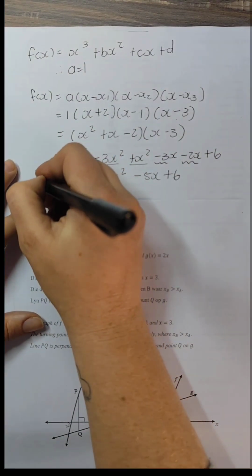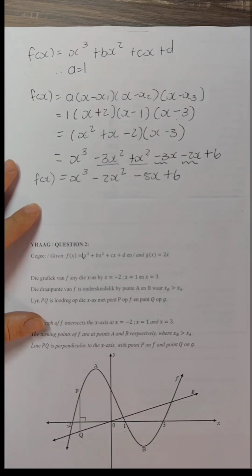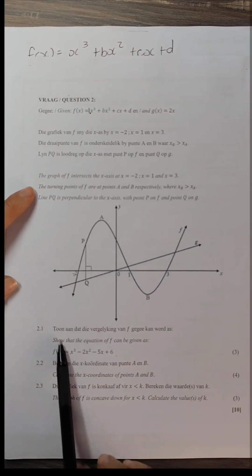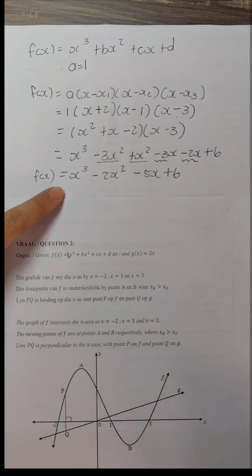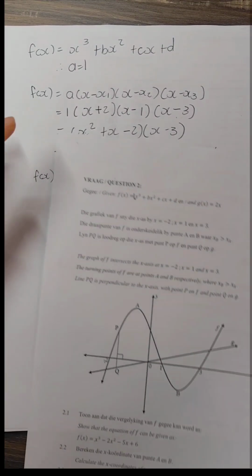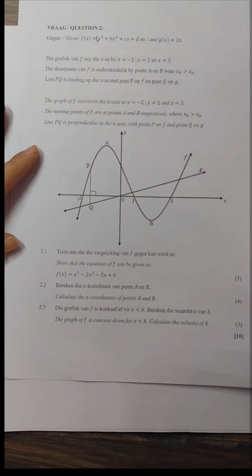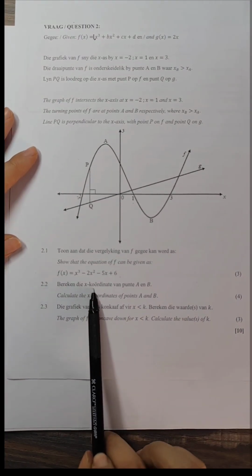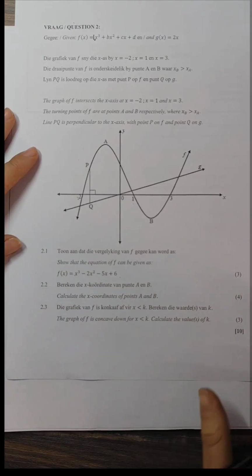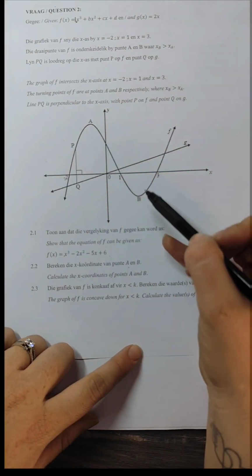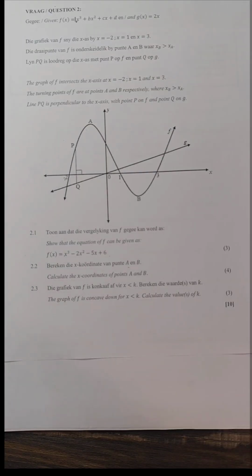And if I have a look at this equation over here for f of x, it is the same one as what they gave us, meaning that we did get our correct answer. And we are very happy about that. The next question, they ask us, calculate the x coordinates of A and B. They only want the x coordinates, so we don't mind the y coordinates. But remember, A and B are our two turning points.